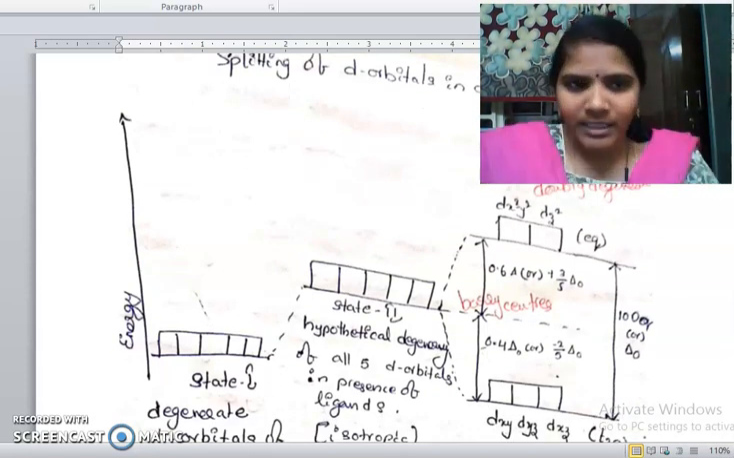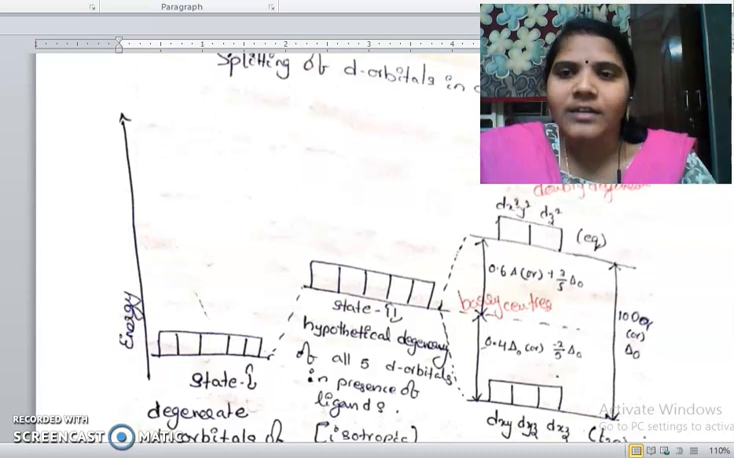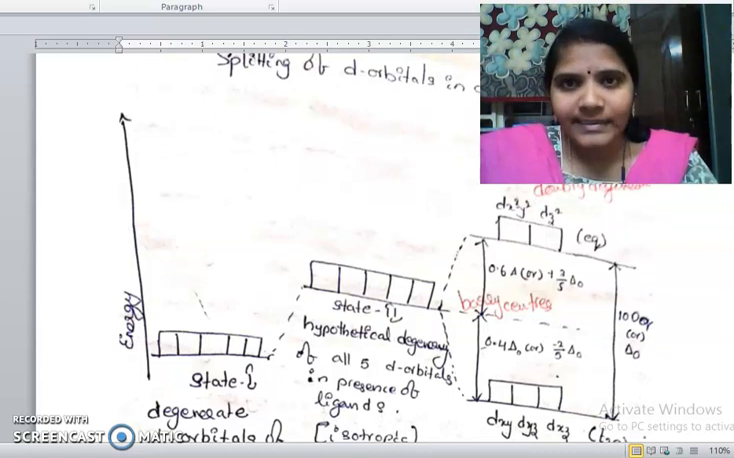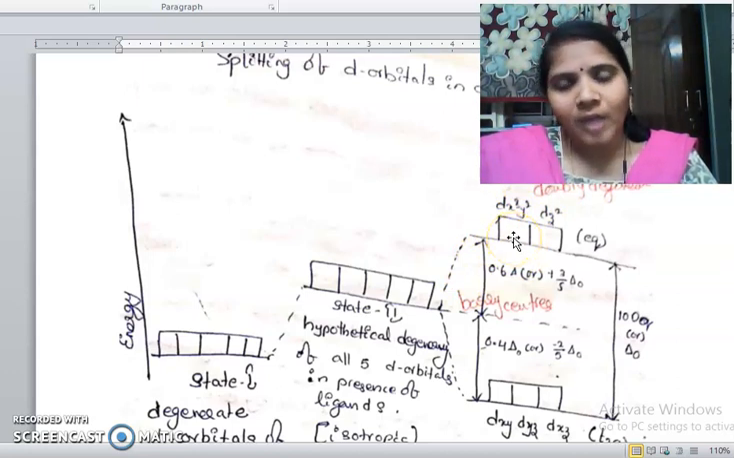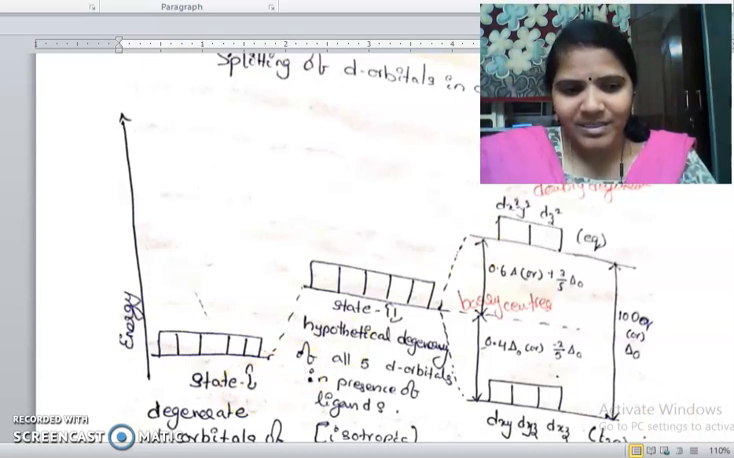Earlier we have seen the structure of an octahedral complex where the 6 ligands are situated along the axis, the x-axis, y-axis and z-axis. So obviously the orbitals which are along the axis, that means axial orbitals, will experience more repulsion than non-axial orbitals. And this is the splitting I represented.